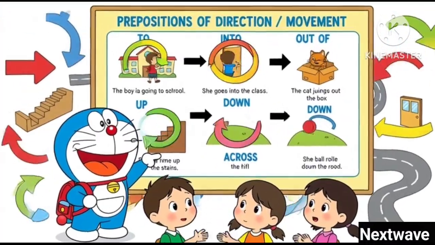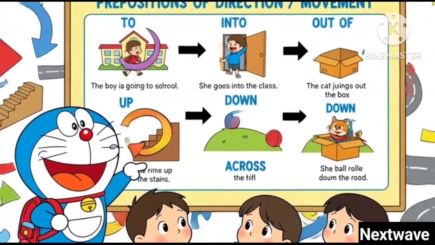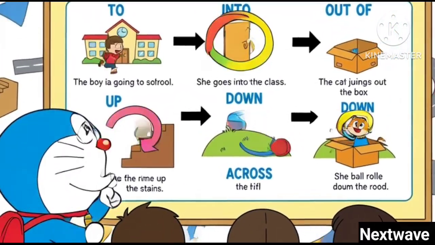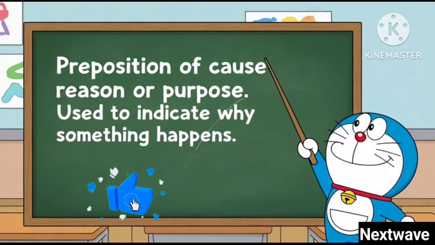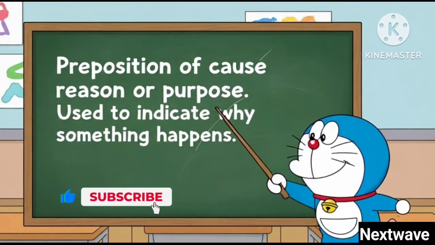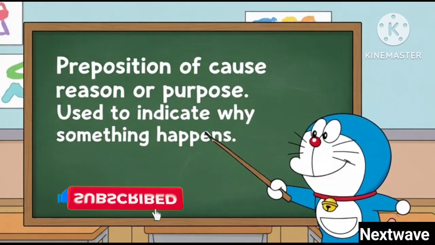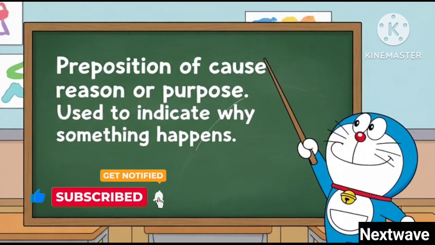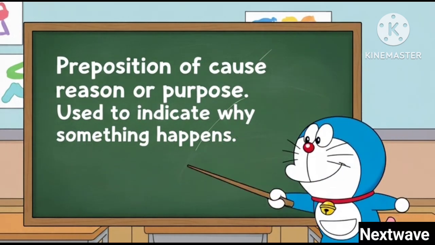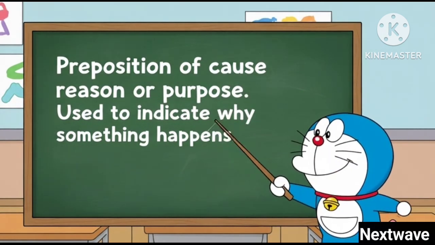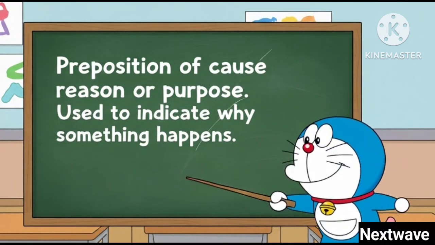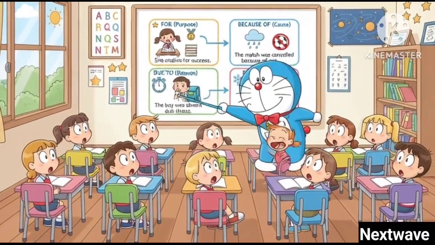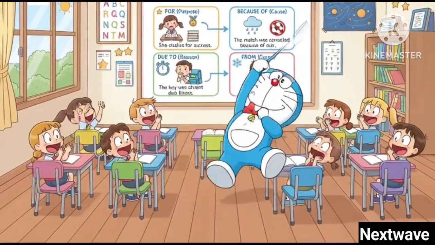Next type of preposition is preposition of cause, reason, or purpose, used to indicate why something happens. It answers the question why. So let's see some examples of this type of preposition. First, the boy went home due to illness. Here, due to, it's the preposition.